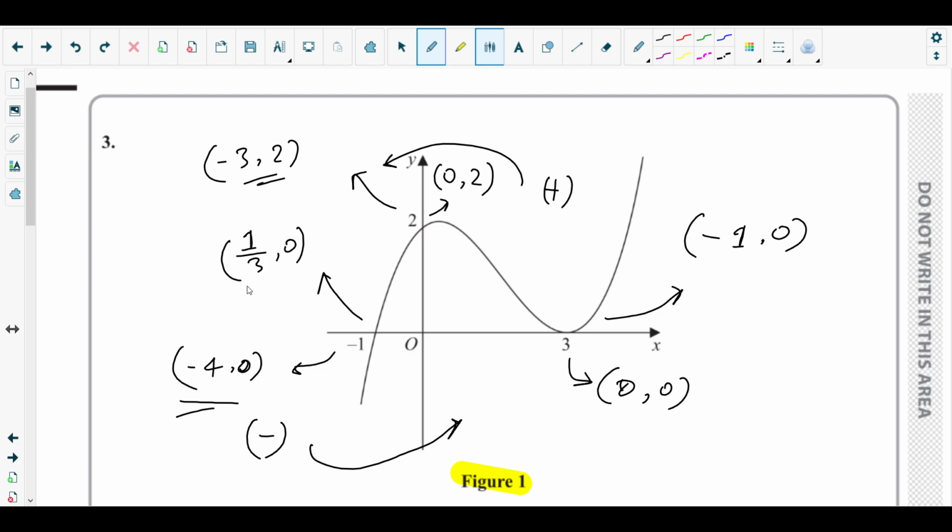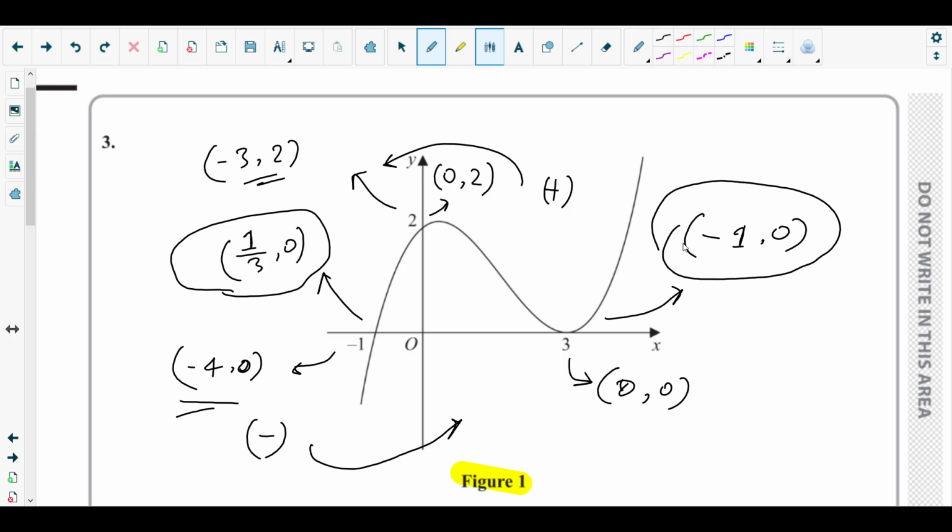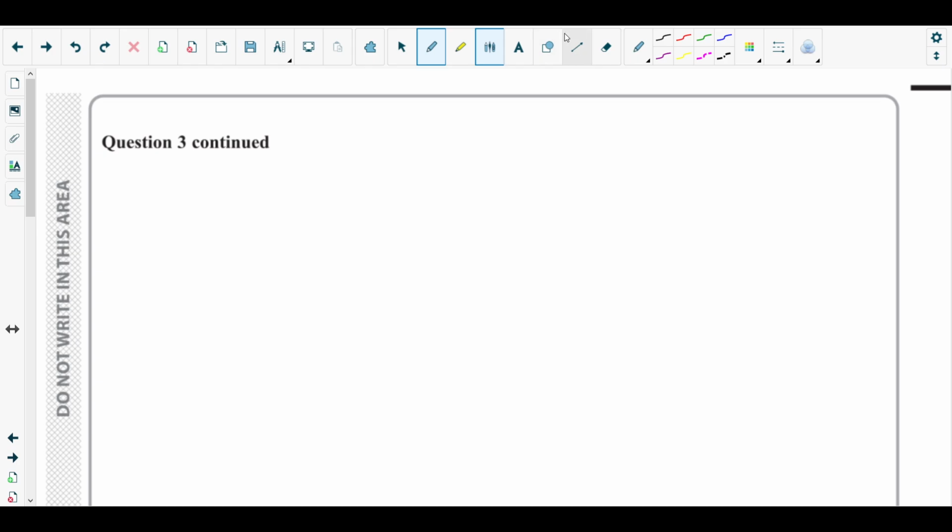So we got the position of the 3 points. The first is 1/3, 0, which will be on the positive x-axis. This is -1, 0, which will be on the negative x-axis, and the next one is 0, 2. This is the y-intercept. Now it's time to sketch. At first, which point will we focus on? The first point is this one, -1, 0, because it lies on the negative x-axis, from where the sketch will start.